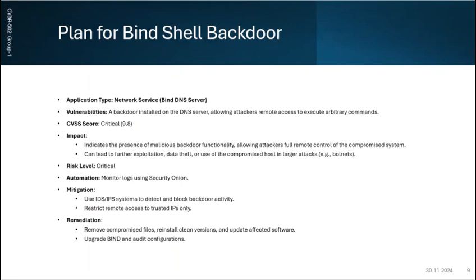In this slide, the plan for BIND backdoor discusses a backdoor vulnerability in the BIND DNS server that enables remote access. It has critical risk highlighted, with suggested mitigations like restricting access and updating software to secure configurations. Here you can see the CVSS score is critical, that is 9.8. Risk level is also critical.